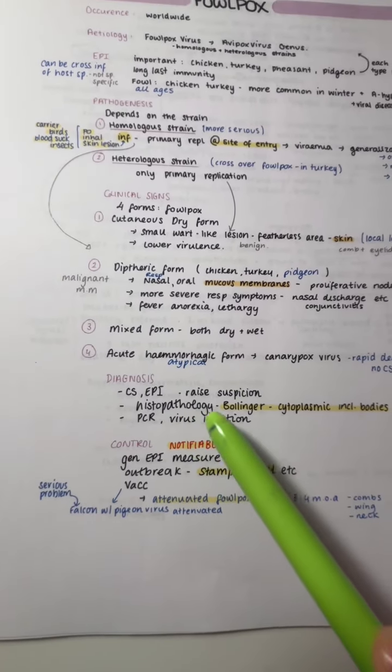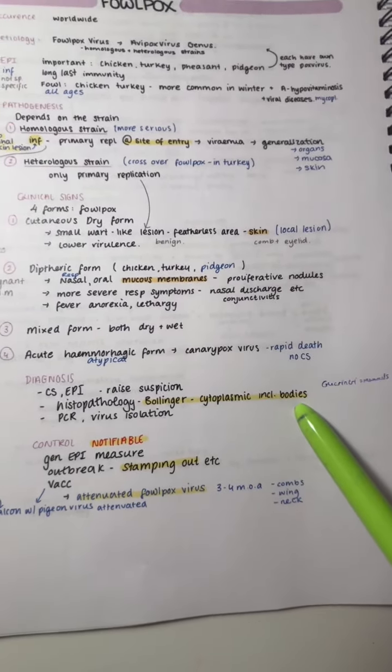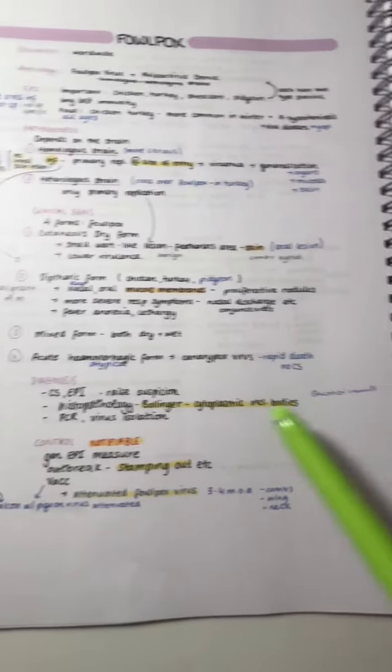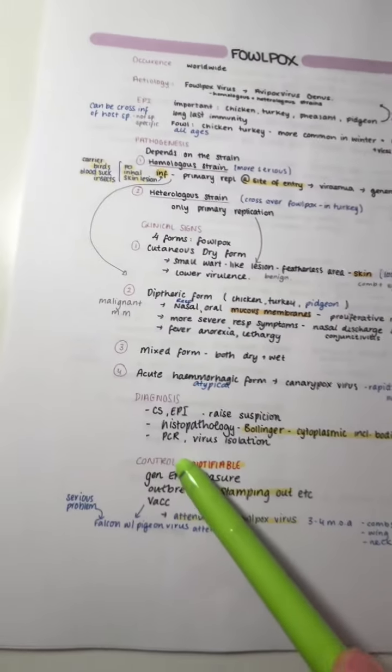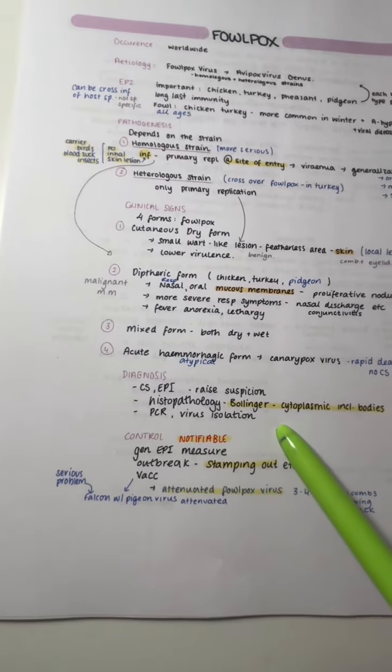For the histopathology, look at the Bollinger cytoplasmic inclusion bodies. And for mammals, it's the Guarnieri bodies. For birds, it's Bollinger. And for diagnosis, you can use PCR and virus isolation.